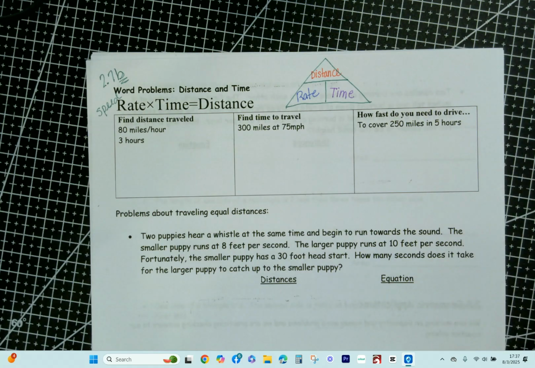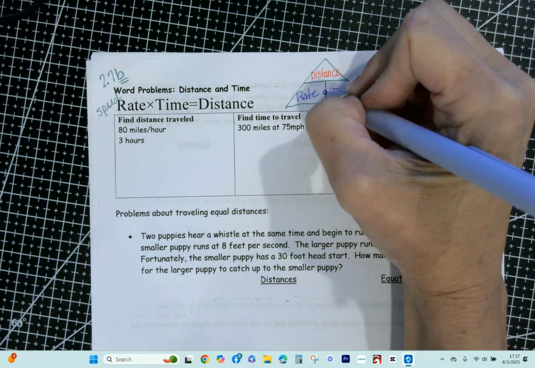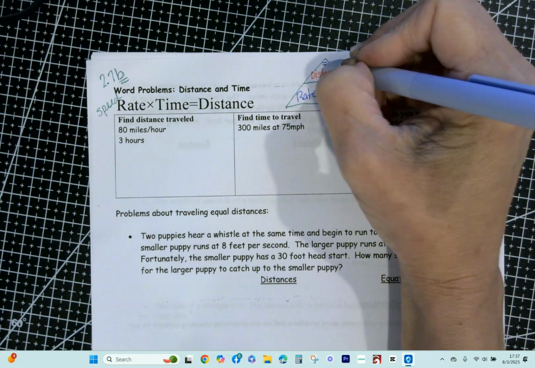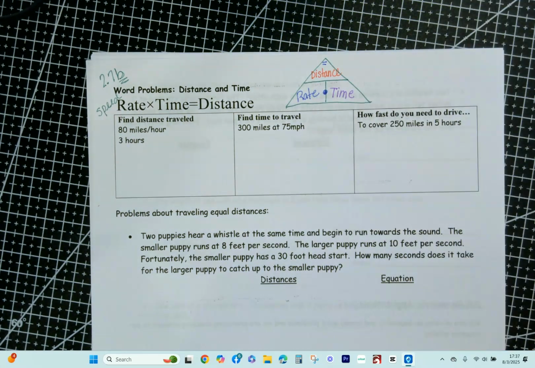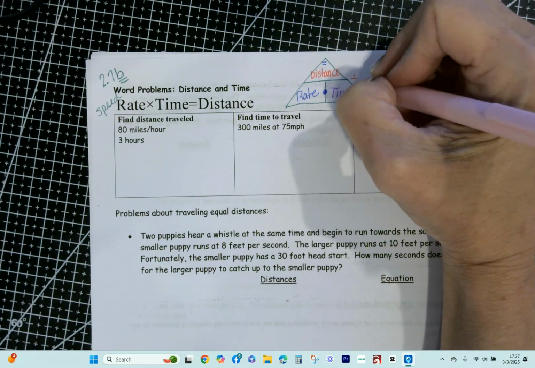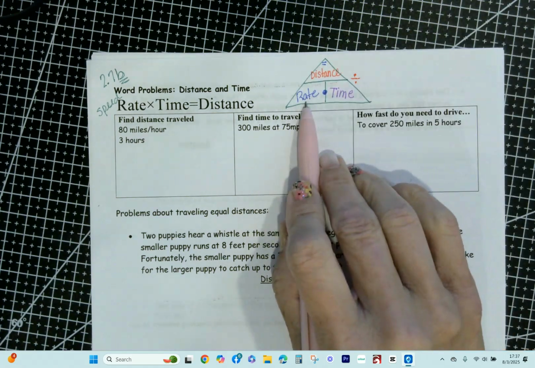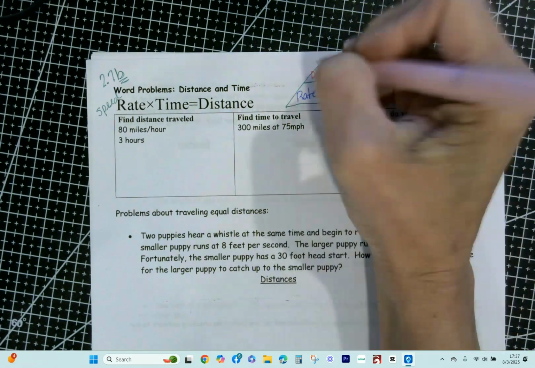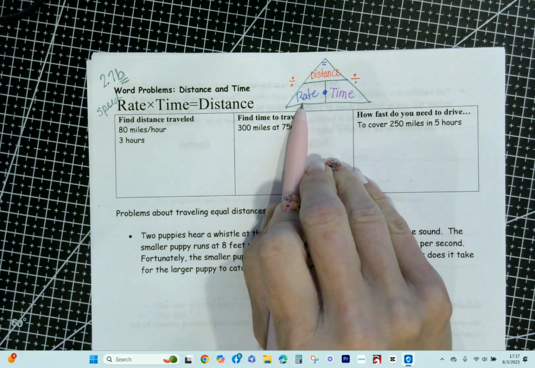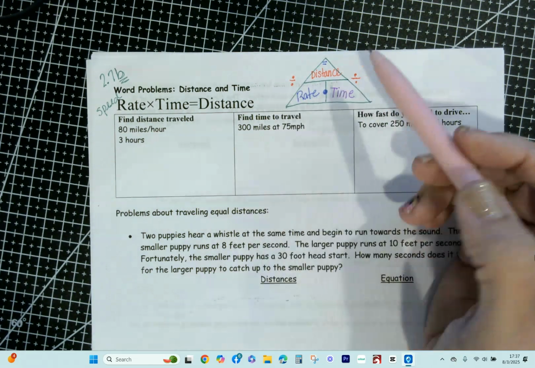Okay, so now here's the important part. Rate multiplied by time will equal distance. Okay? Distance divided by time will give us our rate. Distance divided by rate will give us our time. This is kind of like a fraction bar.